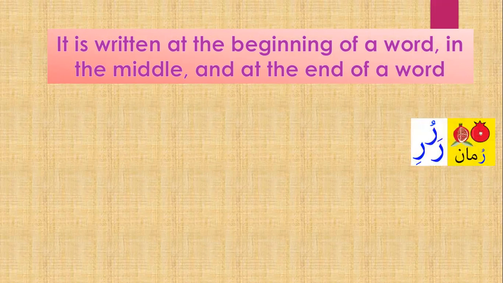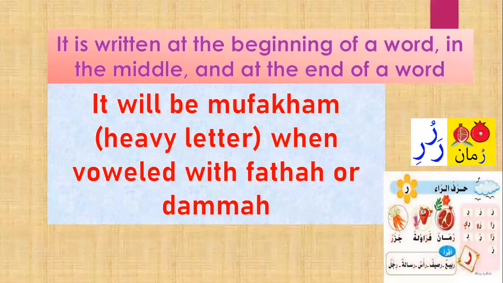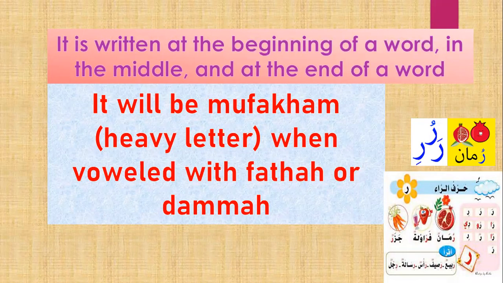Like Rumman. It will be مفخم. مفخم means heavy letter when voweled with fatha or dhamma. Like thara, faraula. It's fara, not fara. Ra, ru, heavy.